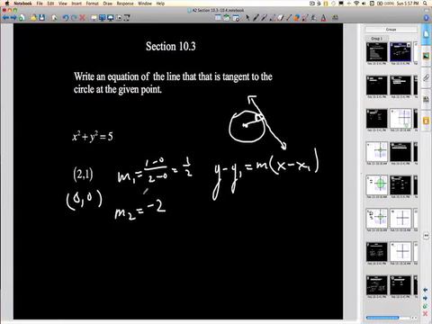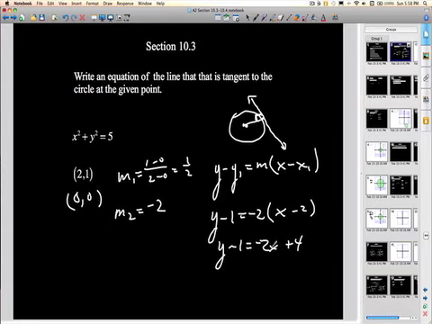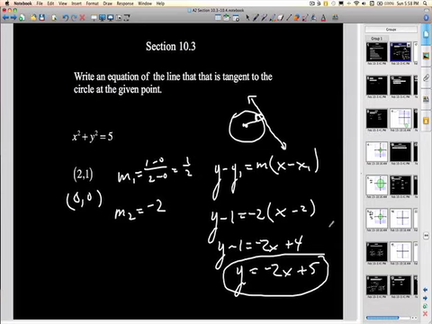And now I can take the point and the slope and put them into point slope. y minus 1 equals -2 times (x minus 2). y minus 1 is equal to -2x plus 4. And when we add 1, y is equal to -2x plus 5. That's the equation of my tangent line.